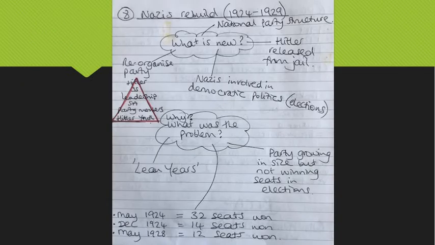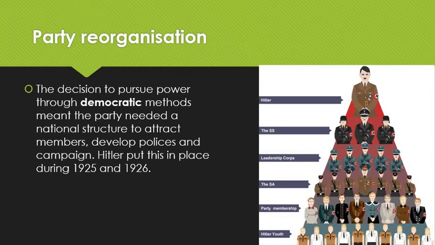You will see I've drawn a very simple triangle to show the restructuring of the Nazi Party. But if you had time, you could draw this in more detail, or again, print out the image from the previous slide, this image here.